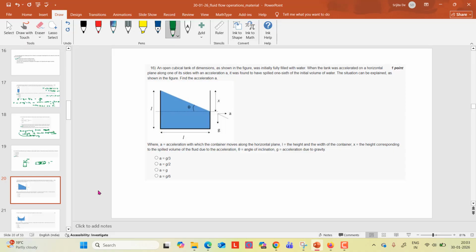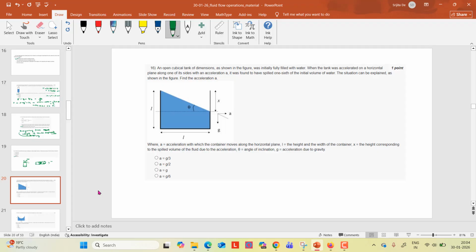An open cubical tank of dimensions as shown in the figure was initially fully filled with water. When the tank was accelerated on a horizontal plane along one of its sides with an acceleration a, it was found to have spilled 1/6 of the initial volume of water. The situation can be explained as shown in the figure.